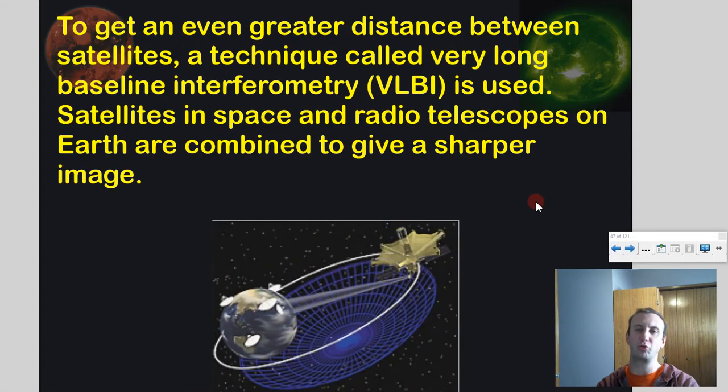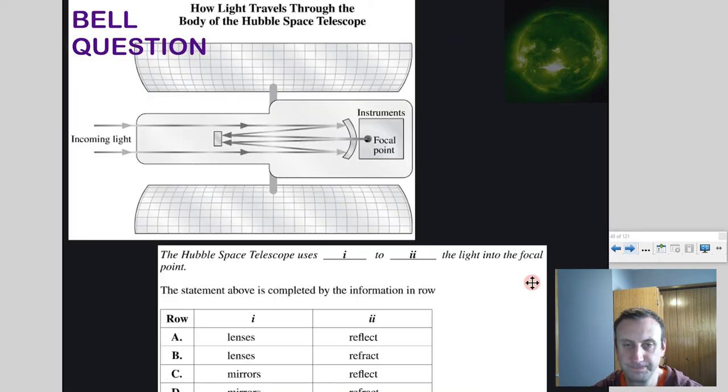To get an even greater distance, we just talked about this, we can use a technique called very long baseline interferometry. And that's where a satellite in space and radio telescopes on Earth are combined to give a sharper image. And it's like then that we have a satellite dish that is this large by combining this radio telescope signal with the signal that we have from a radio telescope on Earth.